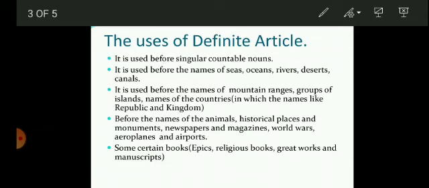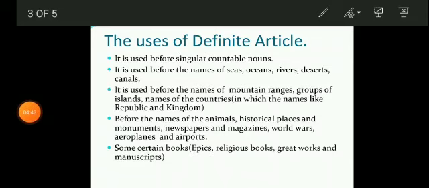Before the names of the deserts, like the Sahara Desert, the Thar Desert, and the Kalahari, it is also used. It is also used before the names of the canals, the Panama Canal, the Suez Canal. Like these names, this definite article is used before the names of mountain ranges. Here the word range means a group. Whenever we have a group of mountains, for example, the Himalayas, the Aravalli mountains, like these mountain ranges, it is also used before the names of groups of islands.